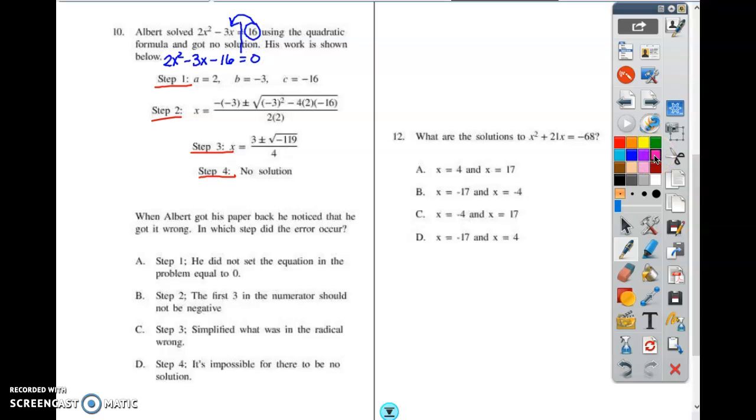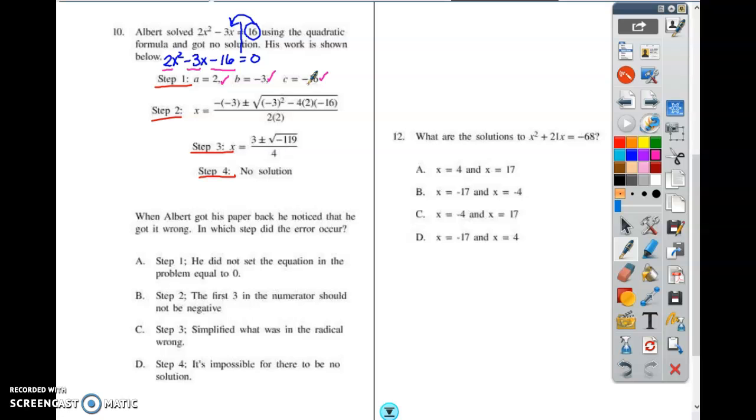So when I do quadratic formula, my A is 2, my B is negative 3, my C is negative 16. A is 2, check. B is negative 3, check. C is negative 16, check. Yours is wrong. You need to change number 10. C should be negative 16, right? So he did not mess up in step 1. Tienes que cambiar esto. Change it. It's supposed to be a negative.